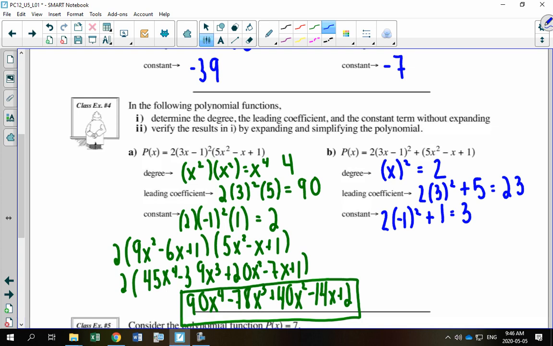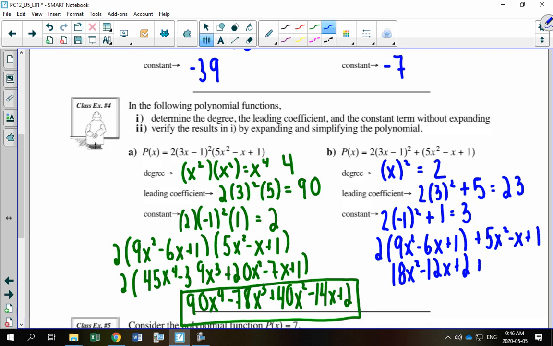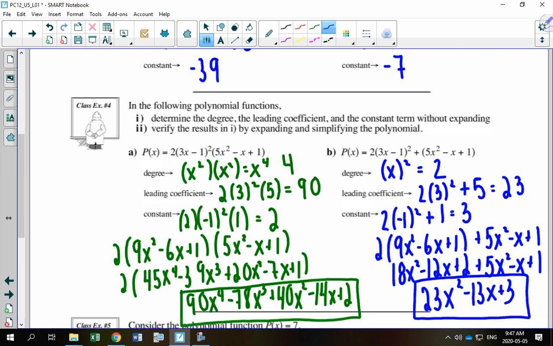Okay, and then same type of thing if I was to expand this, so it would be 2 times that binomial squared, 9x^2 - 6x + 1. And we're adding it to 5x^2 - x + 1. Distribute the 2 in here, 18x^2 - 12x + 2 plus that trinomial, 5x^2 - x + 1. And then for our like terms, we've got 23x^2 - 13x + 3. So either method works, expanding it or just really quickly going through.